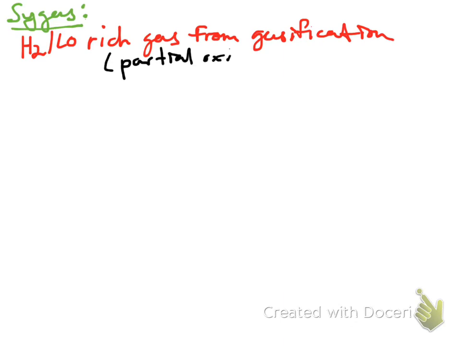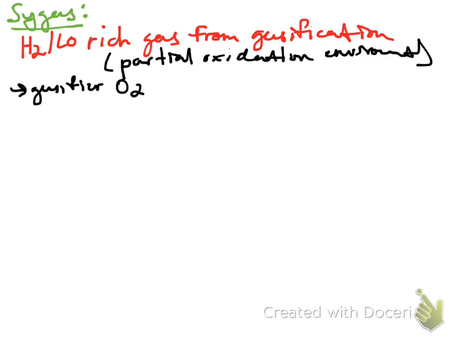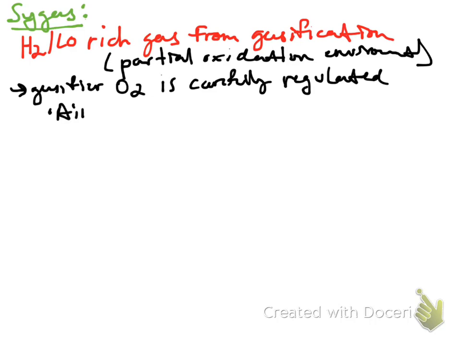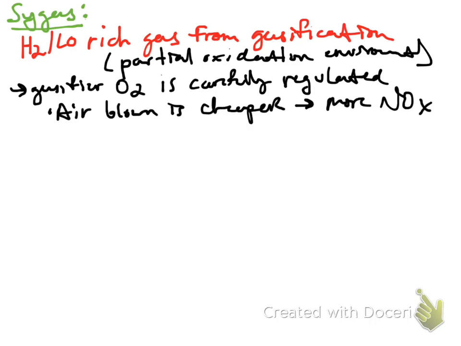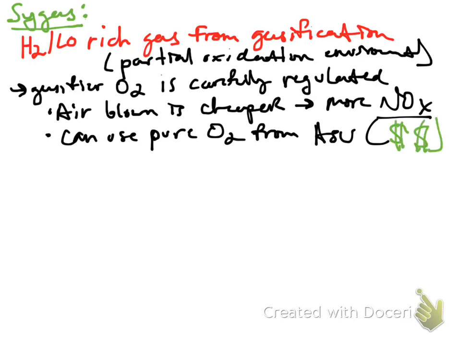So, like I said before, it's a hydrogen and carbon monoxide rich gas from the gasification process, and this is the partial oxidation reaction in a partial oxidation environment. Now, like I mentioned before, gasifier oxygen is carefully regulated. There are two main ways to do this. You can have air-blown gasifiers where essentially ambient air is just blown into the gasifier, and the oxygen from that ambient air is used to perform the gasification.